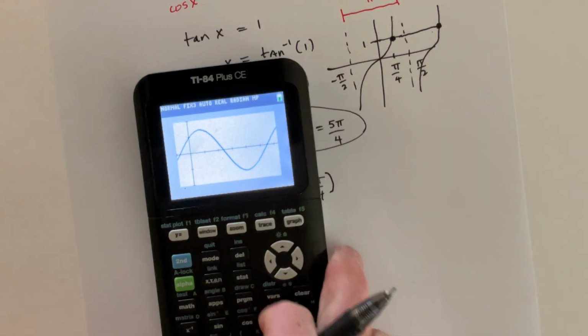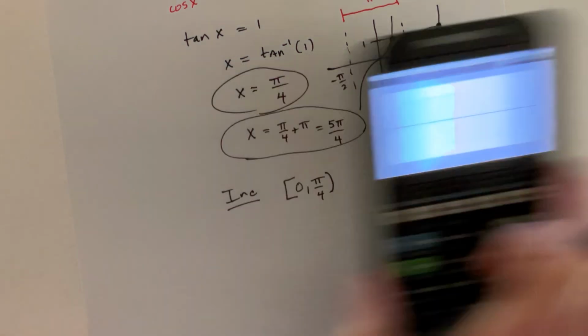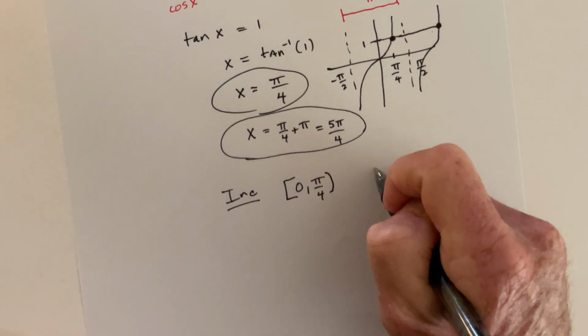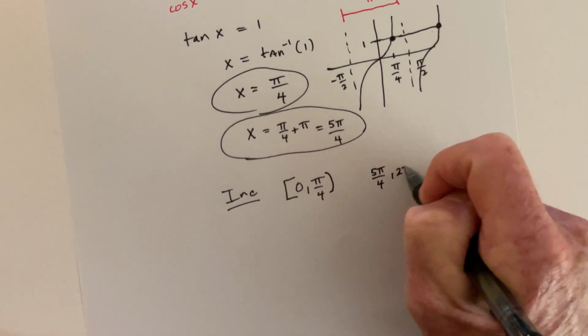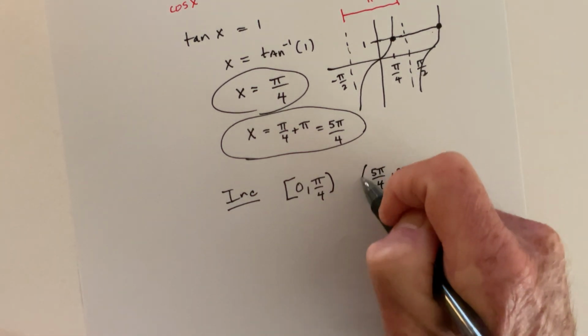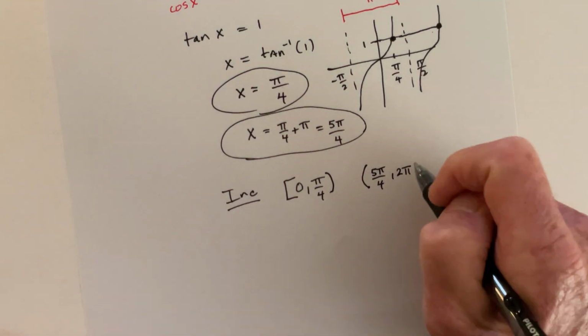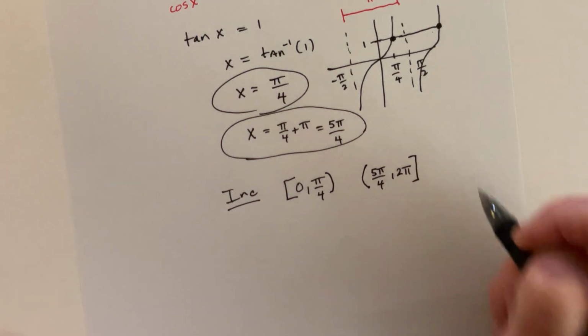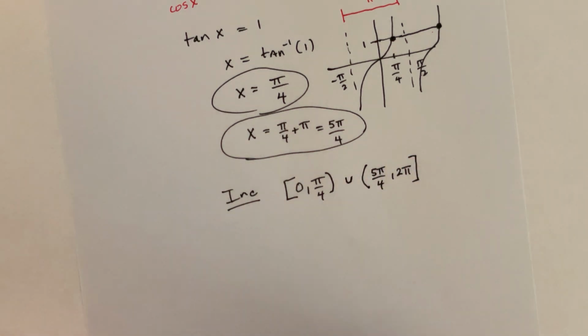And then also from 5 pi over 4 to 2 pi, it's also increasing. So 5 pi over 4 to 2 pi. And the same reasoning at 5 pi over 4 itself, it's not increasing because that's when it's at the bottom of the hill. And as it goes through 2 pi, it was increasing, so this one gets a square bracket. And then put a union in between, and we're done with that one.